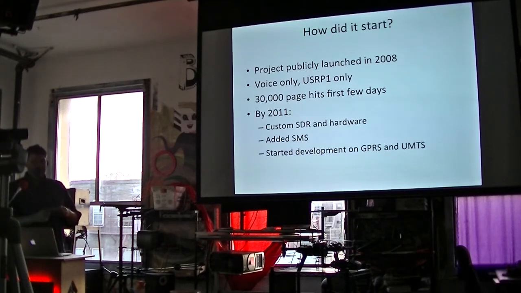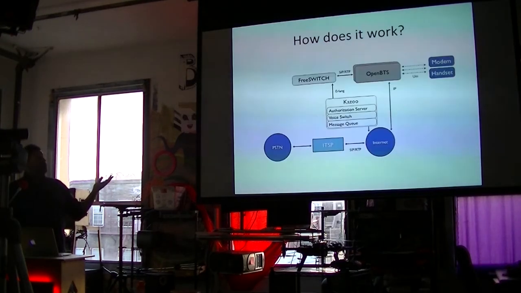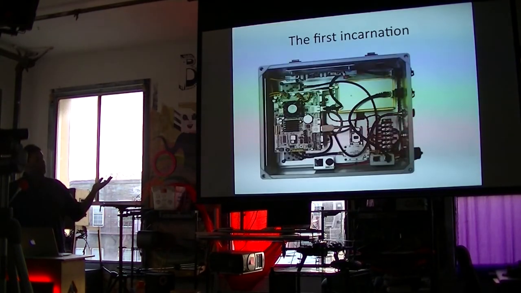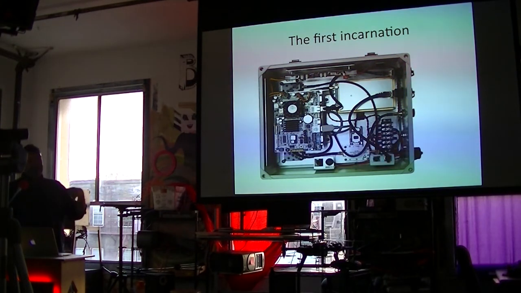which was smaller and specialized for GSM operation. We had added text messaging, we started doing things like GPRS and UMTS. So we went from that in 2008 to something a little more polished. It's still prototype-ish, but a lot more polished. In 2011, it's a cell network. Not just a base station, it's a full-blown network.